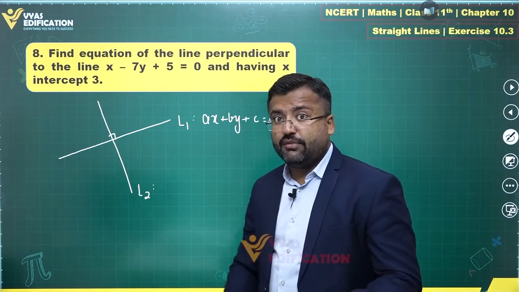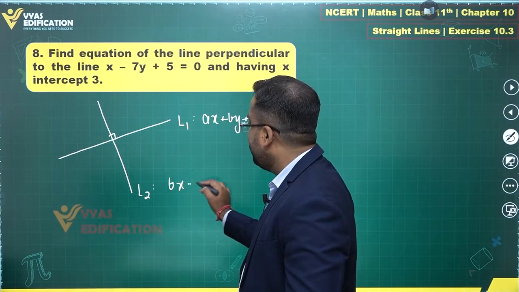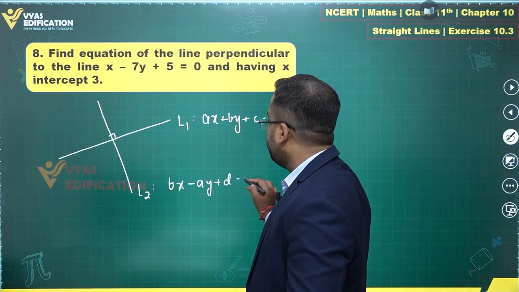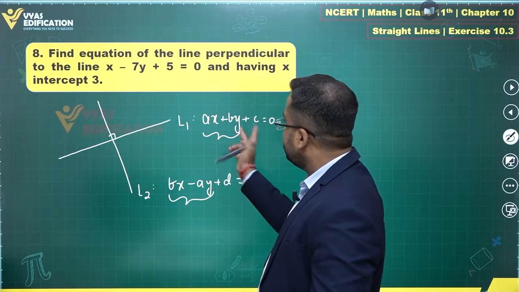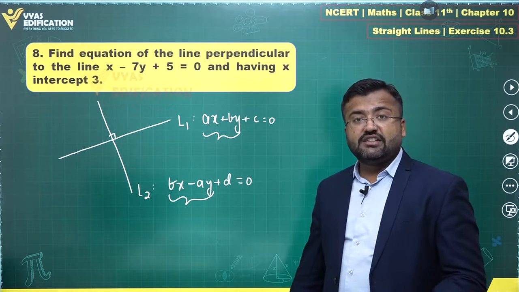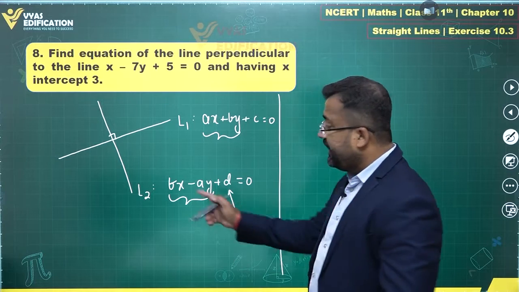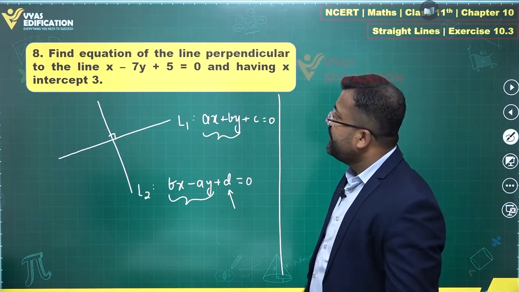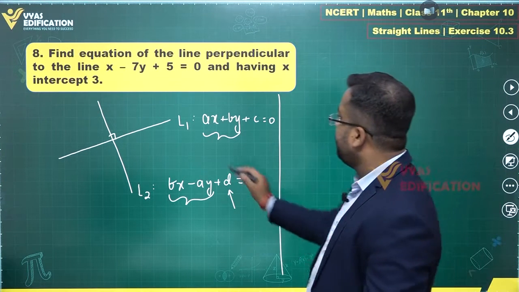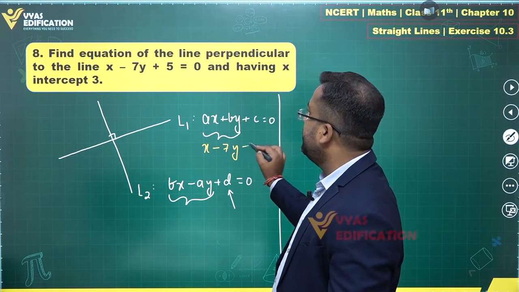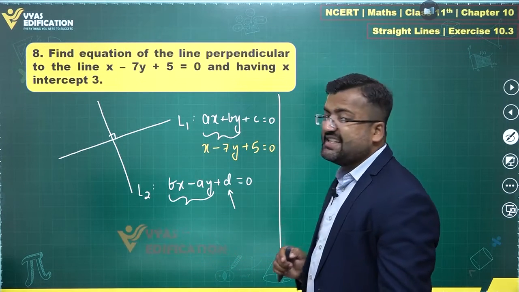The equation of L2, mind you, this is not given directly in the NCERT, but if you want, this is bx minus ay plus d equals 0. Once again, for the coefficients of x and y, what we have done is interchange them and introduce a minus in between. The only thing that will be unknown after that is this d. For finding the equation of a perpendicular line, this is what you are supposed to do. And this question can be solved easily with the help of this. The given equation is x minus 7y plus 5 equals 0, and we need the equation of the line perpendicular to it having x-intercept 3.